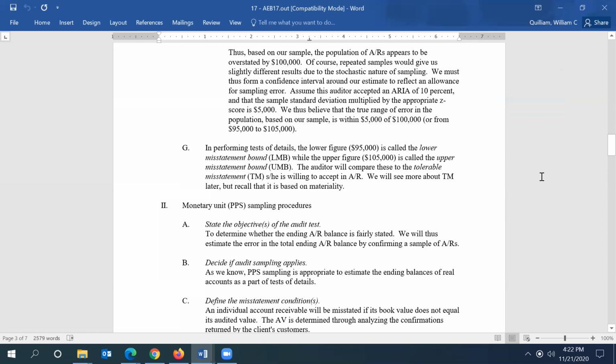And there was a risk of type 1 error of 10%. So there's a 10% risk that the true population value of error is outside this range. In fact, a 5% risk, dividing it in half, that the true population amount of error is less than 95,000, or a 5% risk up here that the true population amount of error is greater than 105,000. Don't have to worry about that too much in this class, though.